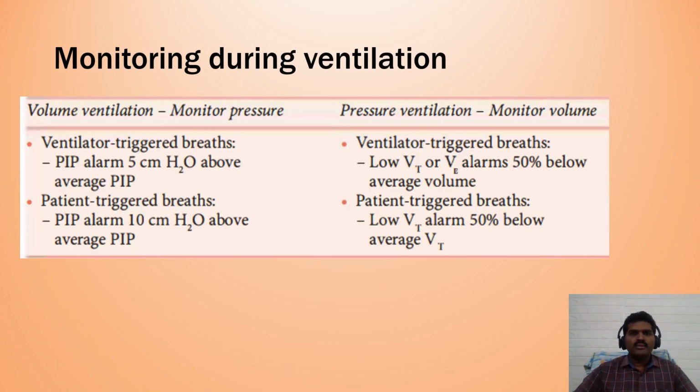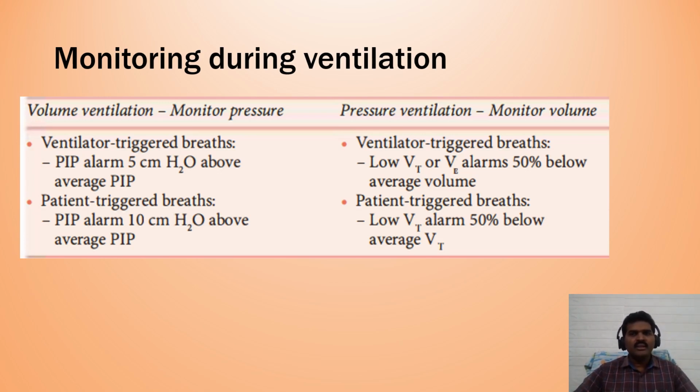So until now, you know about the basics of ventilation, the lung mechanics, and the modes of ventilation. Now, what are the things that you need to monitor during ventilation? During volume controlled ventilation and during pressure controlled ventilation, they are different. During volume ventilation, you monitor the pressure. For ventilator triggered breaths, set the peak inspiratory pressure alarm at 5 centimeters of water above the average peak inspiratory pressure. For patient triggered breaths, you set a PIP alarm 10 centimeters above the average PIP during mechanical ventilation.